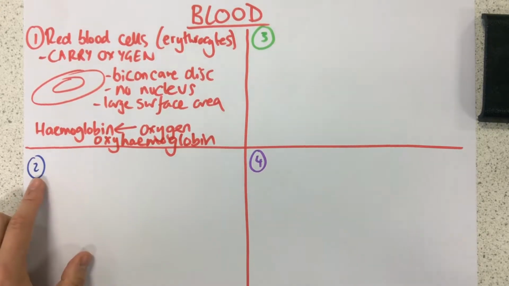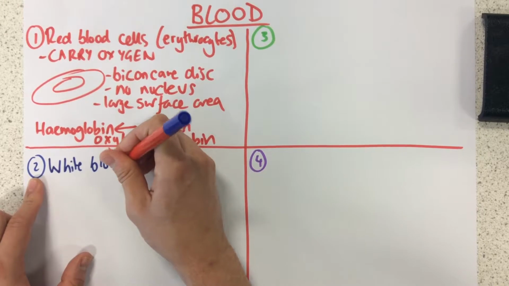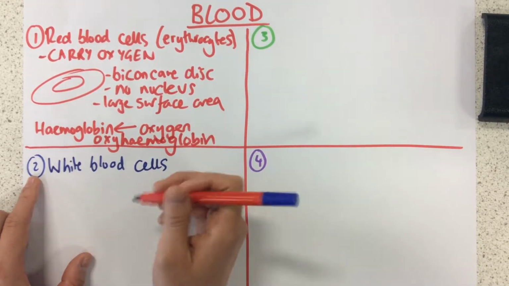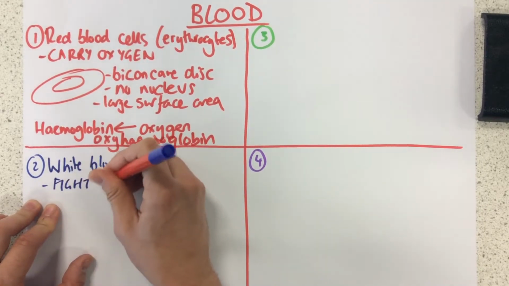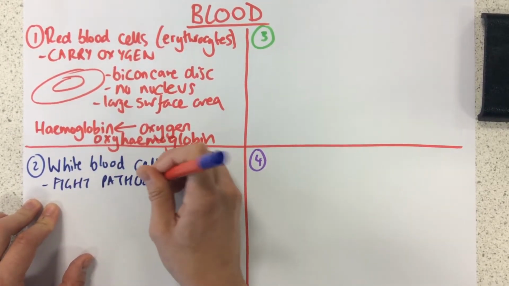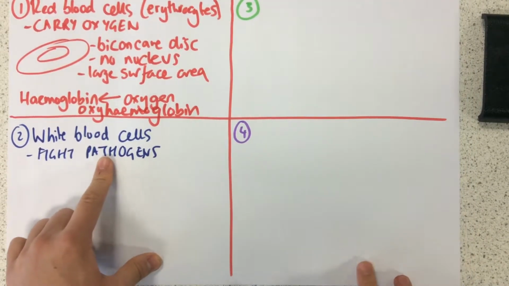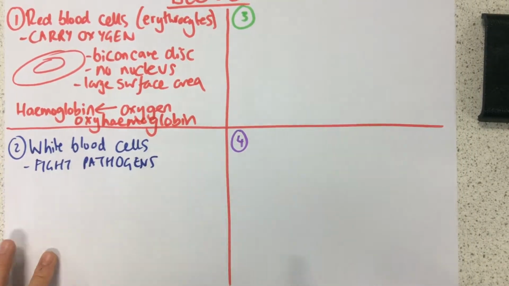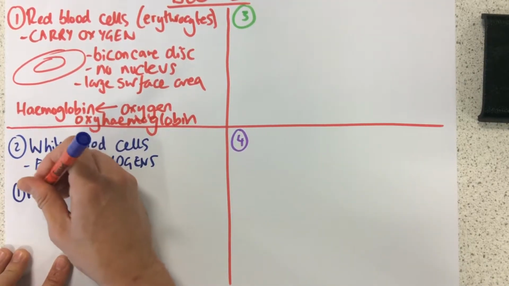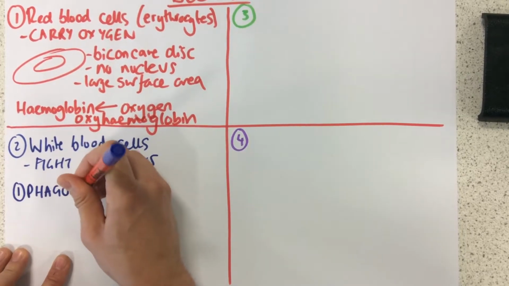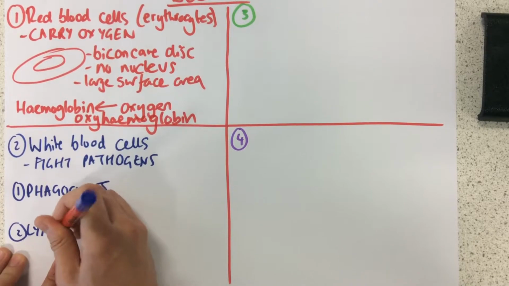Okay, next up we have white blood cells. These also have a very important job. What they do is fight against pathogens. Pathogens are just microorganisms, tiny living things that could make us ill, give us a disease. There are two types of white blood cells we need to know about: number one, phagocytes, and number two, lymphocytes.